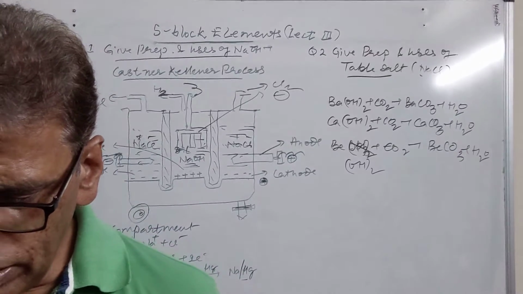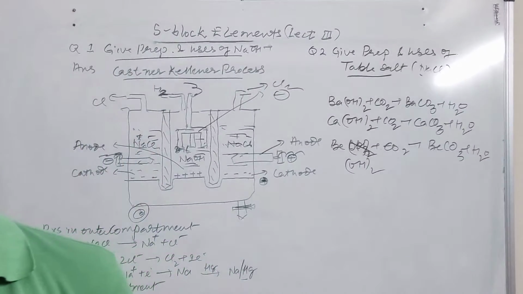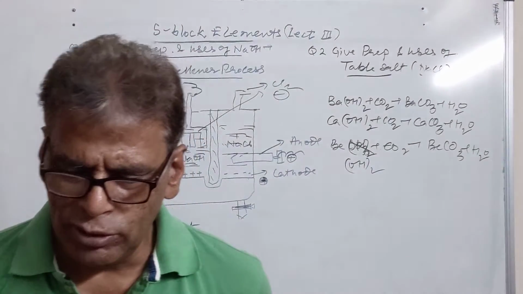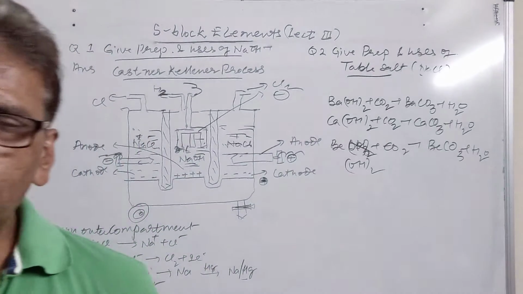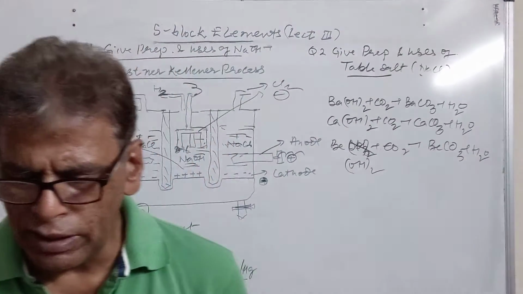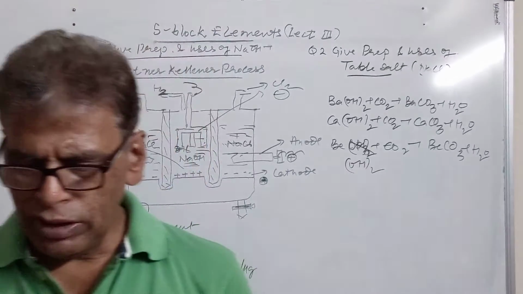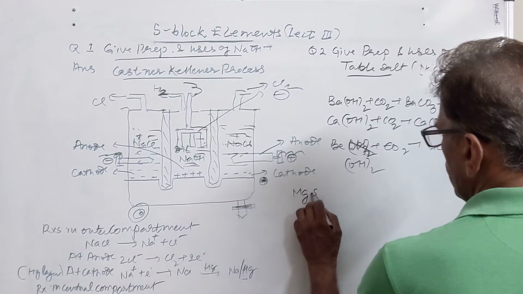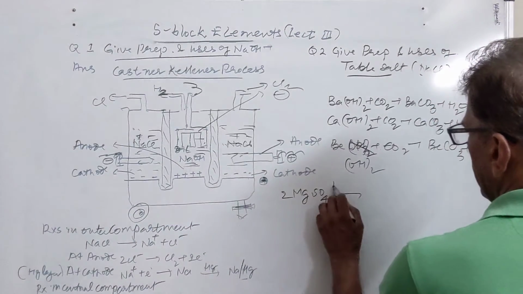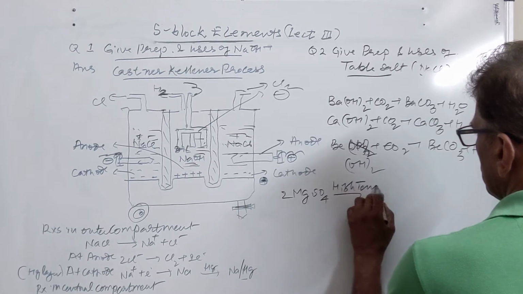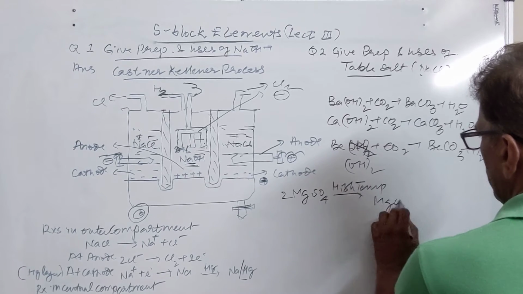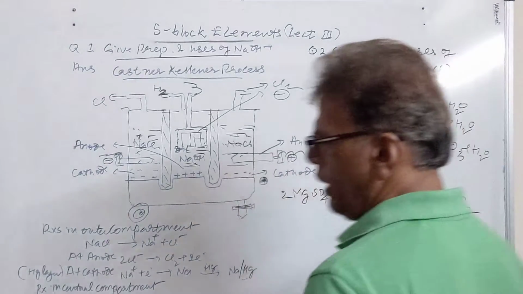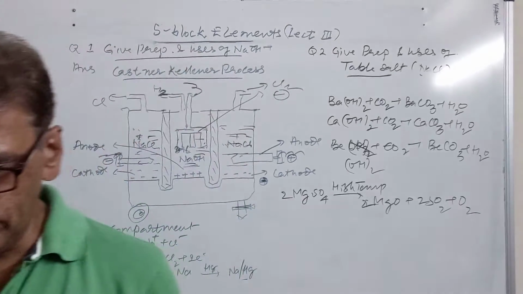Then give the characteristics of sulfates of group 2 elements. The sulfates of alkaline earth metals are quite stable. They do not decompose easily on heating, but they decompose at a very high temperature to produce metal oxide, sulfur dioxide and oxygen. They are highly stable due to their high lattice energy, but at high temperature they decompose to give MgO plus SO2 plus O2. They break up at a very high temperature to give these compounds.